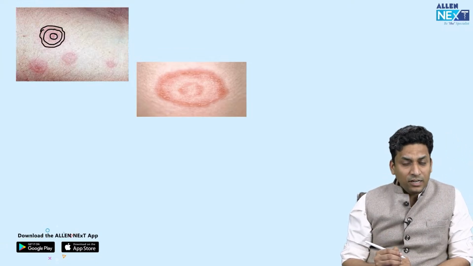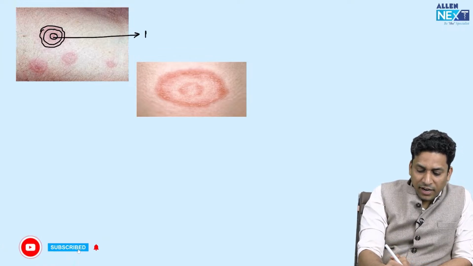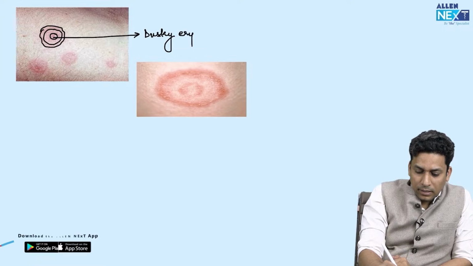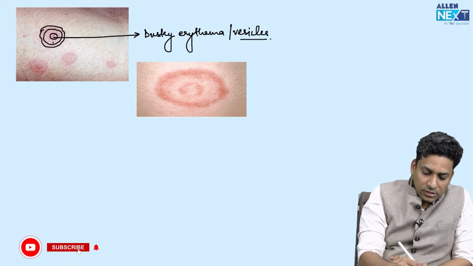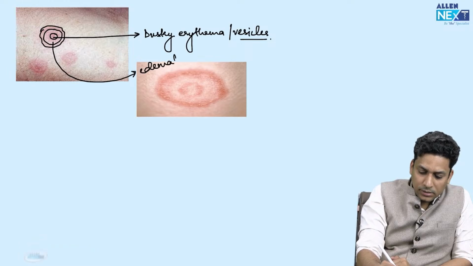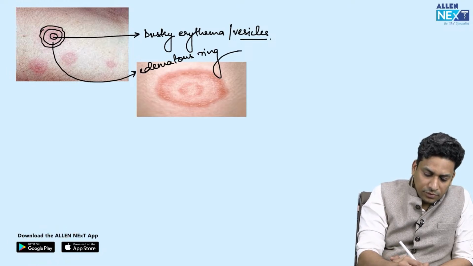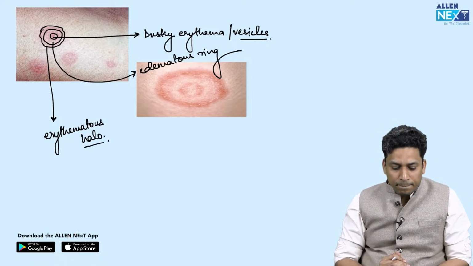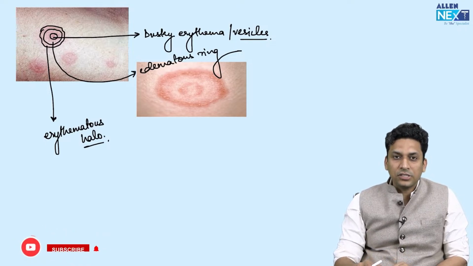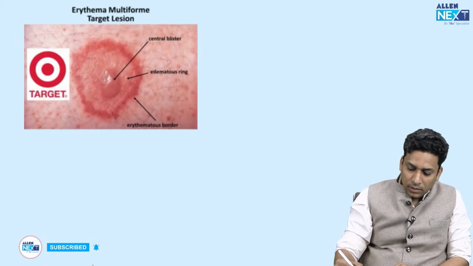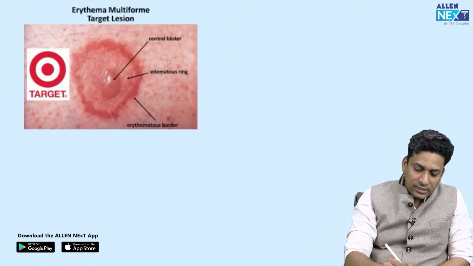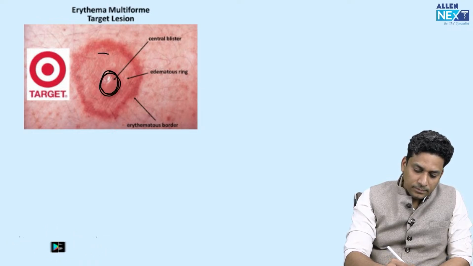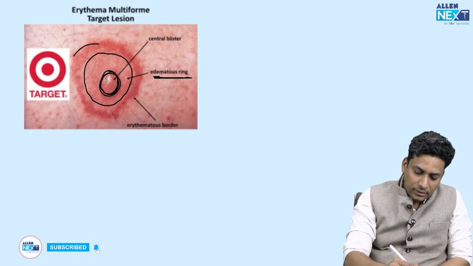Sometimes in the central portion you might get vesicles, but generally in the central ring you will find central dusky erythema. Sometimes vesicles or fluid-filled lesions might be present, which is surrounded by an edematous ring, which is further surrounded by an erythematous halo. Such lesions are seen in erythema multiforme. These are known as target lesions, or concentric rings. Here again you can see a characteristic target lesion, that is central dusky erythema or vesicle, then edema, and then erythema.